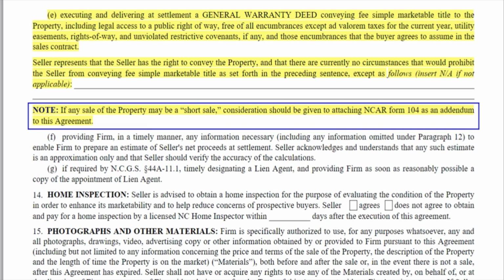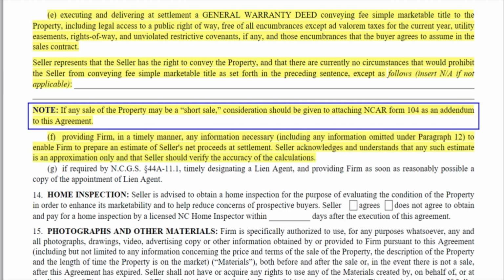This note says that if any sale of the property may be a short sale, consideration should be given to attaching the NCAR Form 104 as an addendum to this agreement. So if this home is going to be a short sale, then I would need to get with the lender and get the necessary addendum to attach to this agreement, so the sellers would know, and the buyers would know that as well.